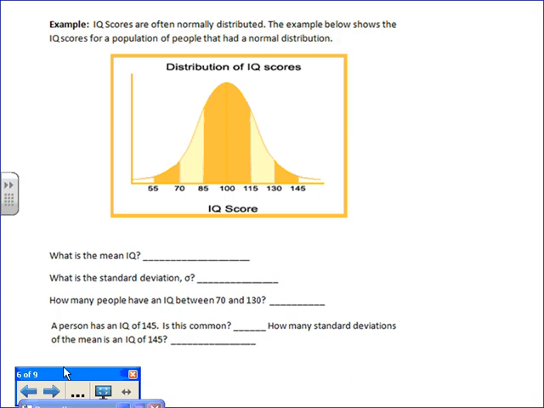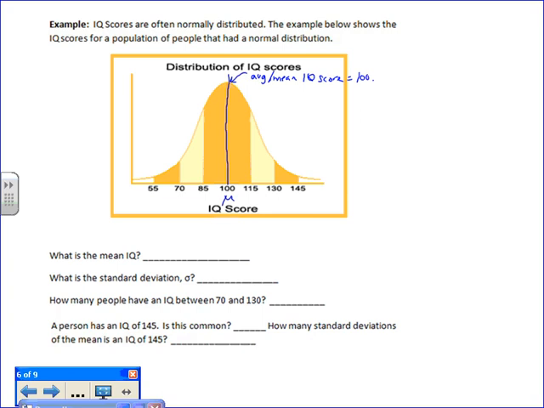So first thing I'm going to do is look at this bell curve, and I'm just going to start to make some markings on the bell curve. The first thing I see here is that the middle of this bell curve is right here at 100. So there is my mean, that's my average IQ score. So it's equal to 100. So on average, most people have an IQ score of 100.